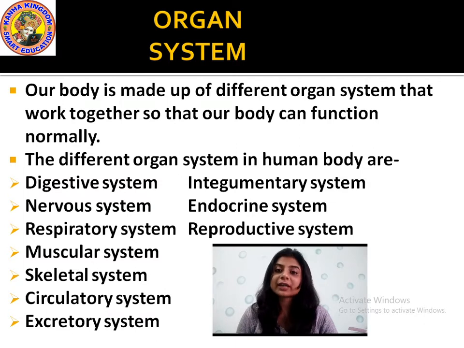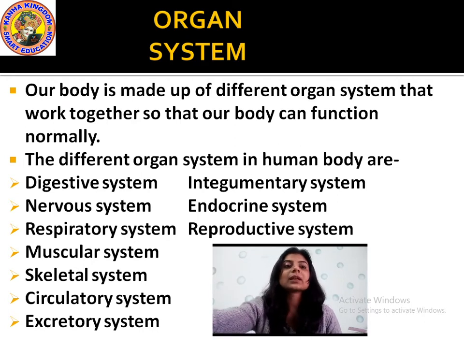That is the reproductive system of the body. So these are the different organ systems in the human body: digestive system, nervous system, respiratory system, muscular system, skeletal system, circulatory system, excretory system, integumentary system, endocrine system, and reproductive system. Okay, so now let us begin with our circulatory system. The point that is given in your book is circulatory and excretory system.